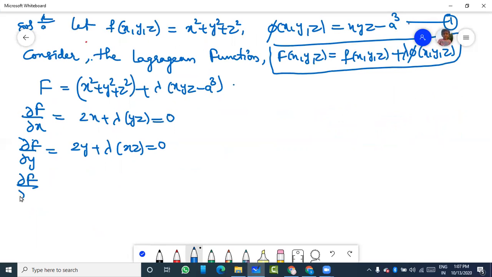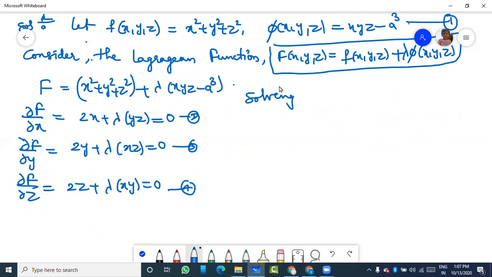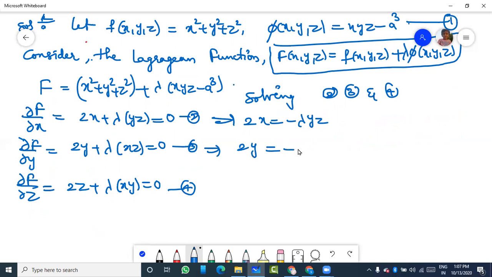Dou F by dou z: here x square, y square give 0, so 2z plus lambda into xy equal to 0. It is equation 2, equation 3, equation 4. Solving 2, 3 and 4, from this 2x equal to minus lambda yz, 2y equal to minus lambda xz, 2z equal to minus lambda xy.